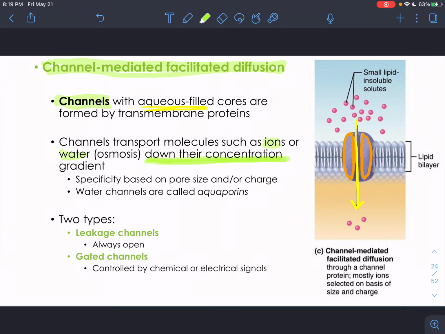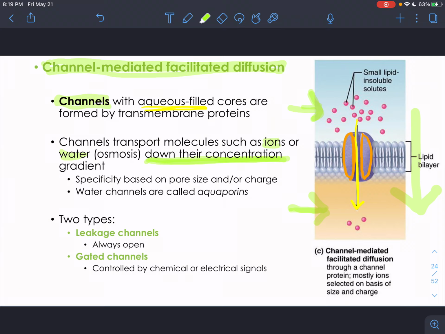It's really important you remember that all of these are examples of diffusion, so it's going to be down a concentration gradient. So in this case, you have a high concentration outside of the cell of whatever the solute is, a low concentration inside the cell. So the solutes can move from an area of high concentration to an area of low concentration.